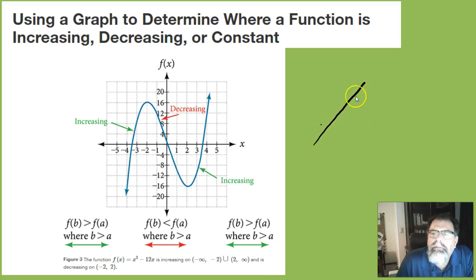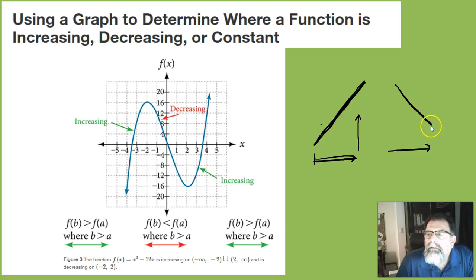Hey, that's increasing. So which is it? Is it increasing or is it decreasing? So what we do is we make a standard and we say, well, if we think like we read in English at least, from left to right. So as I move from left to right, is the graph going up or down? So as I move this way, the graph is going up. So that's increasing. So as I move this way, if the graph is going down, then that would be decreasing.